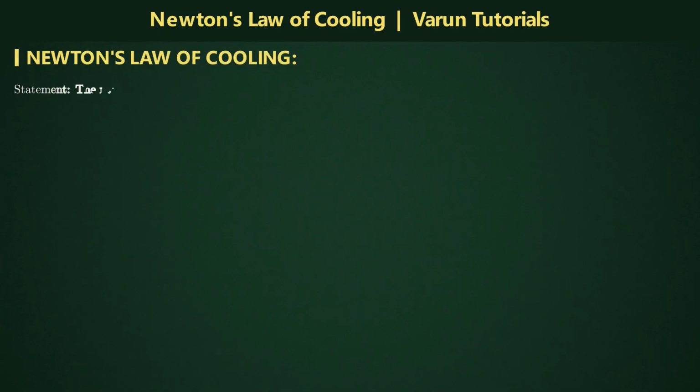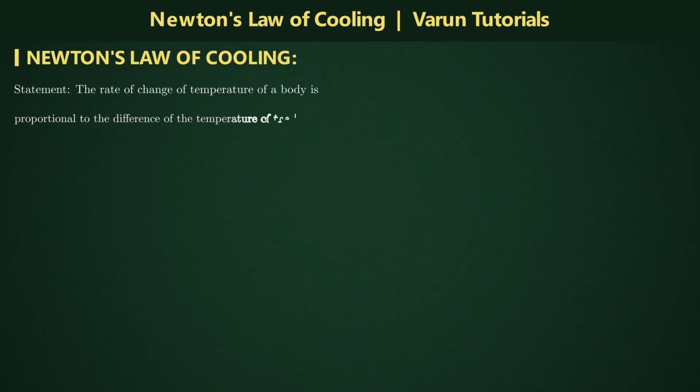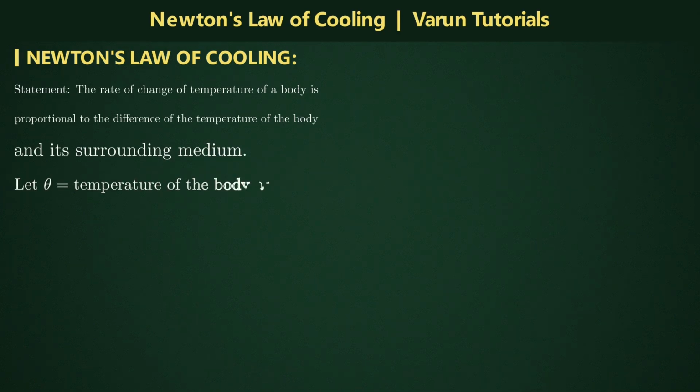The law states that the rate of change of temperature of a body is proportional to the difference between the temperature of the body and its surrounding medium. Let theta be the temperature of the body at time t, and let theta 0 be the temperature of the surrounding medium, which is usually air.